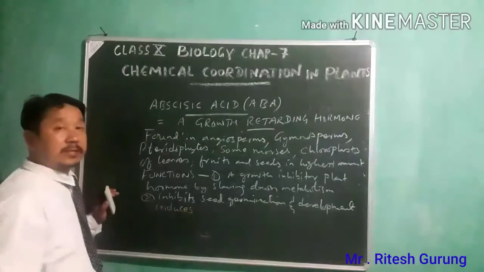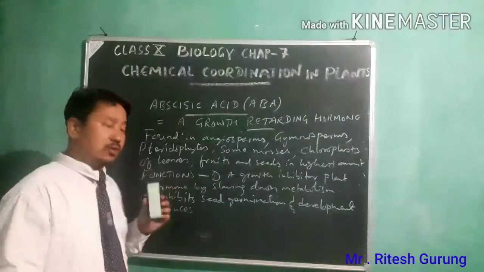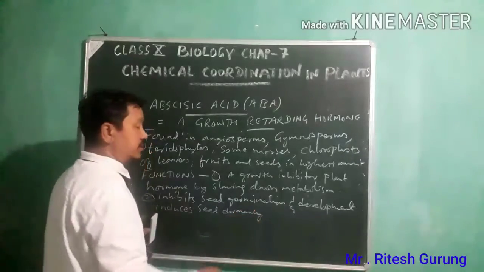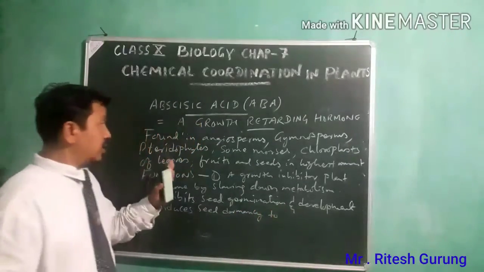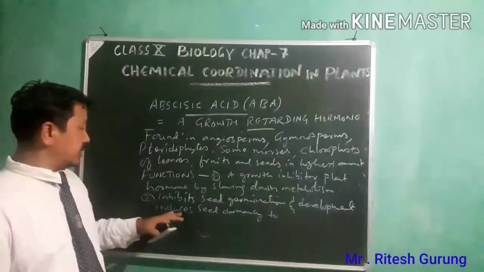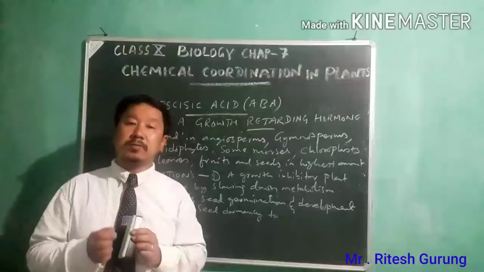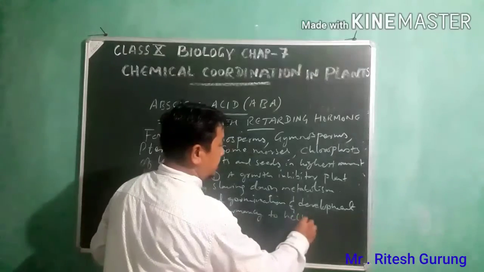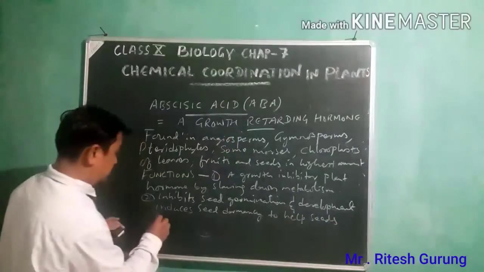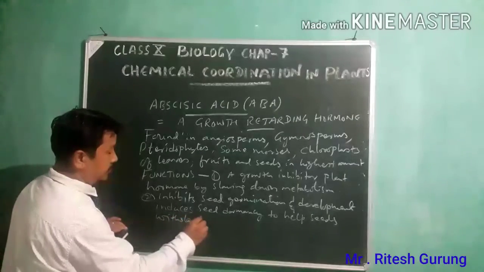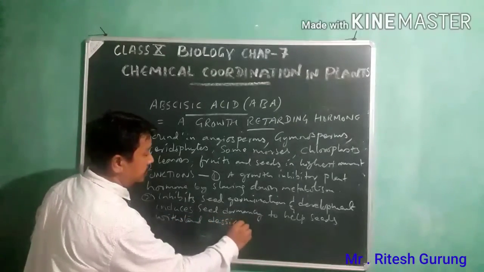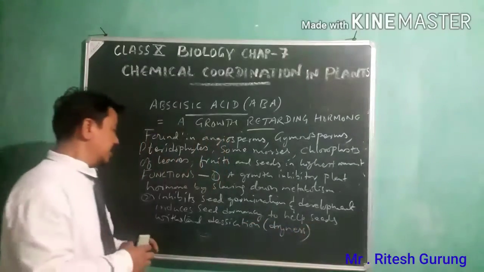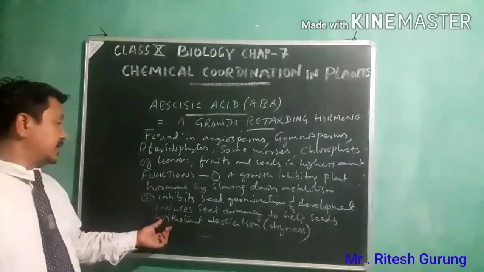All right, and also this hormone induces seed dormancy. Which means your ABA, abscisic acid, also induces seed dormancy to help seeds to withstand desiccation. Desiccation means dryness. Okay, induces seed dormancy to help seeds withstand desiccation.